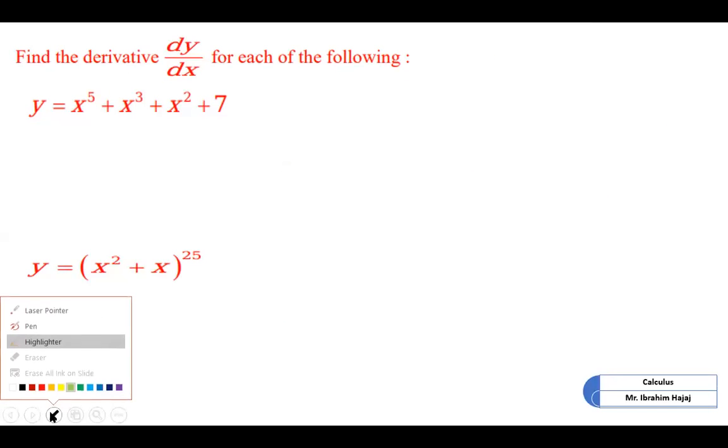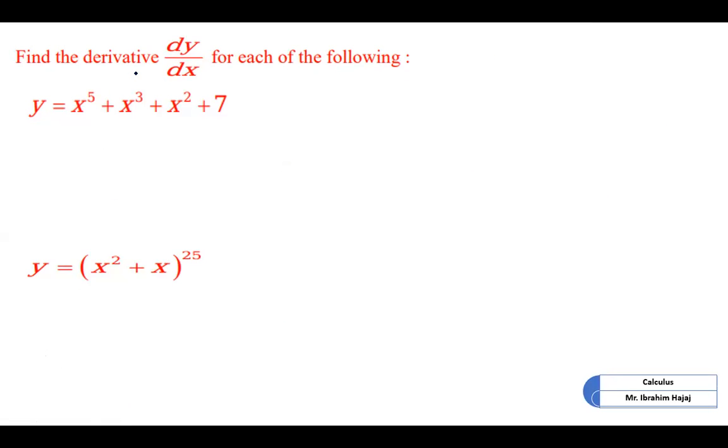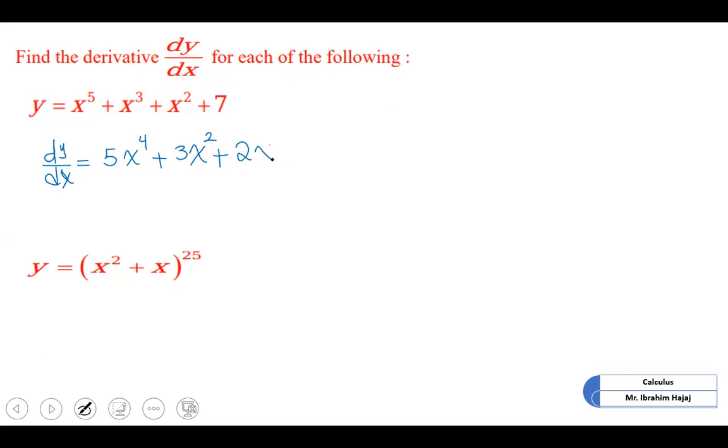Next question, find the derivative dy over dx of each of the following. I tried here, guys, to collect all kinds of functions in this question. Like the first one, for example, we're going to find dy over dx directly and in the regular way. Dy over dx, or y prime, as you like to write, is 5x to the power of 4 plus 3x squared, and then plus, drop down the exponent and subtract 1 from the exponent, 2x.